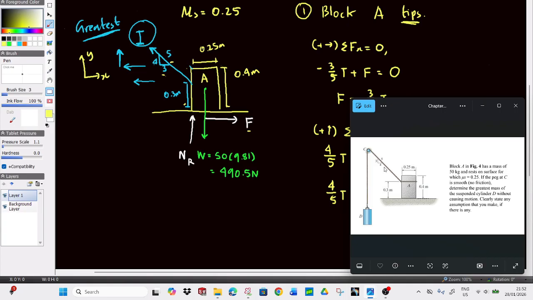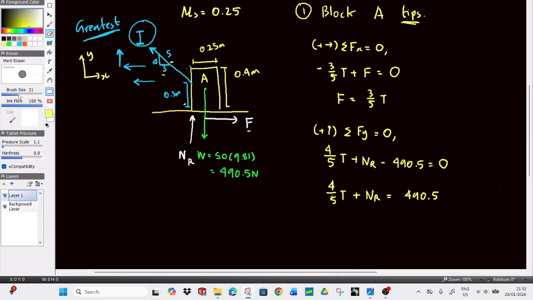Let me see. Oh wait, I think I messed up the numbers. It's supposed to be 4 and 3 here. My bad, sorry. So let me just erase that real quick. So it's supposed to be 3, 4 here. Oh, sorry, I made a mistake here. So it's supposed to be.